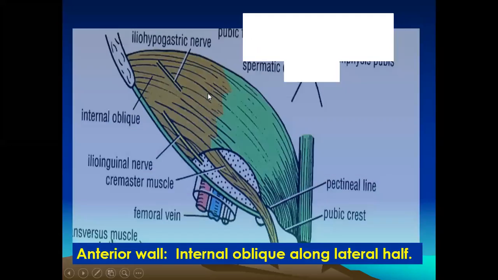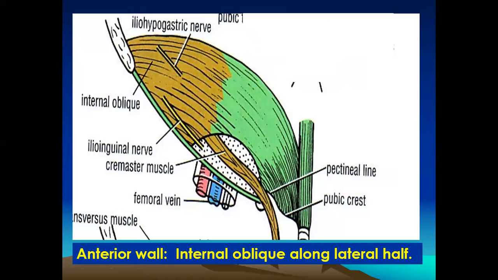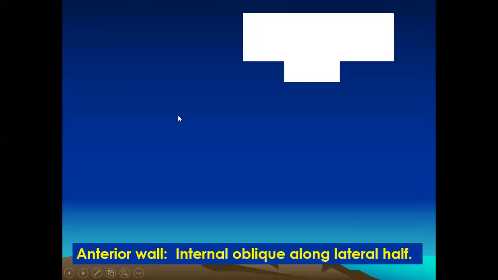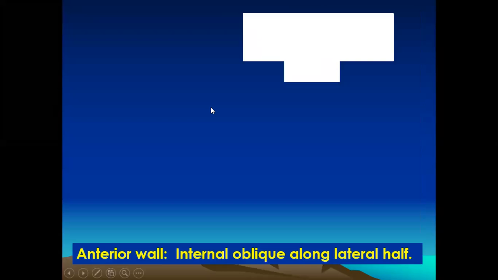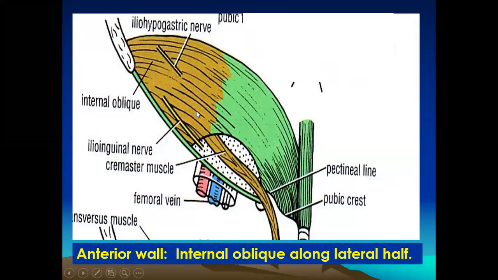Then if you see the internal oblique, here is the internal oblique. If you remove the external oblique muscle, so this is the external oblique muscle. Once you remove the external oblique, then you can see the internal oblique. If you see here, it forms the anterior wall only in the lateral half. Medial half it is deficient. Why? Because the fibers are arching here. If you see here, they are arching and they form the roof of this canal, the roof of the canal.